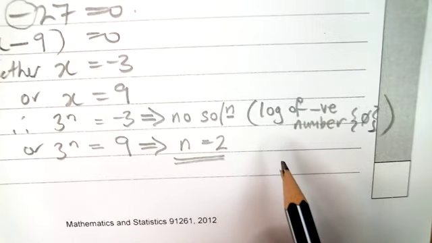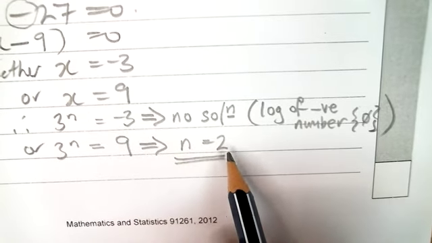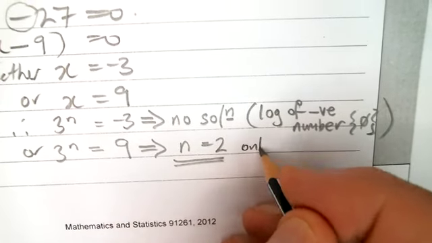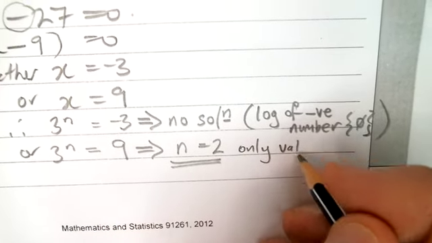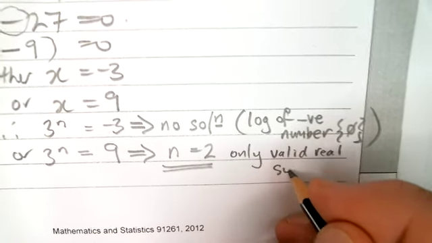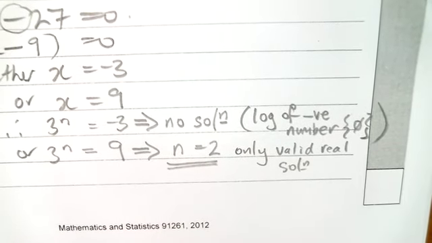I just put both. But at the end of the day, we want to say that n equals 2 is the only solution. I put here, only valid real solution. And hopefully that's what they're after.